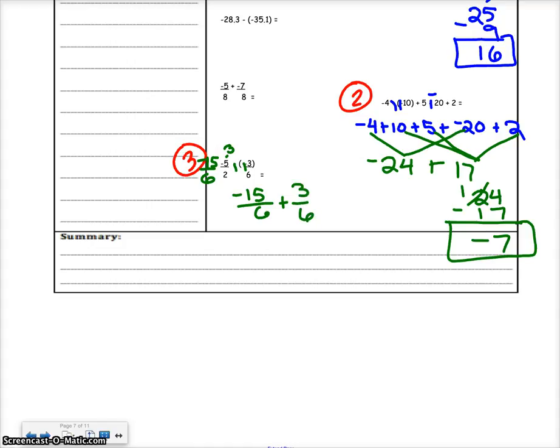Are they the same or different? They're different. 15 minus 3 is 12, and I have more negatives. So this is negative 12 over 6, which is negative 2. And that is your learning target.